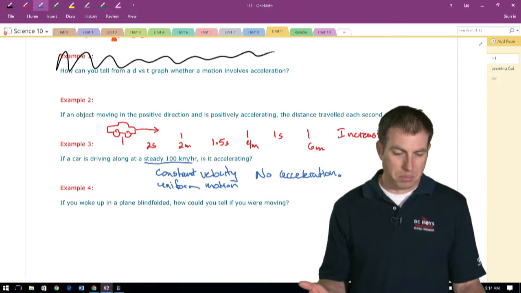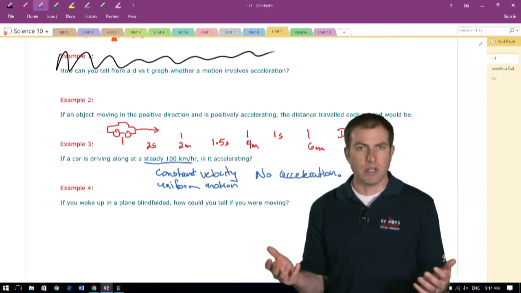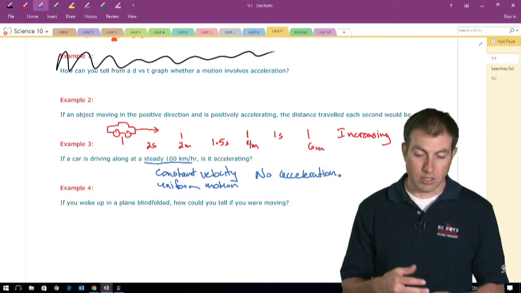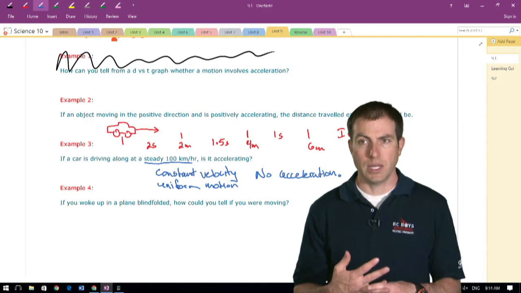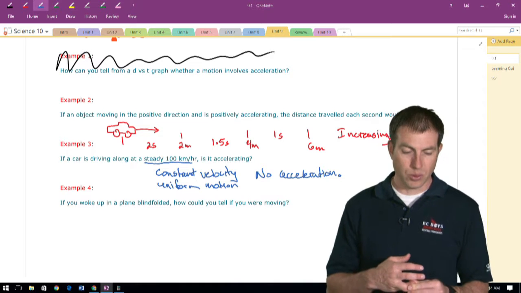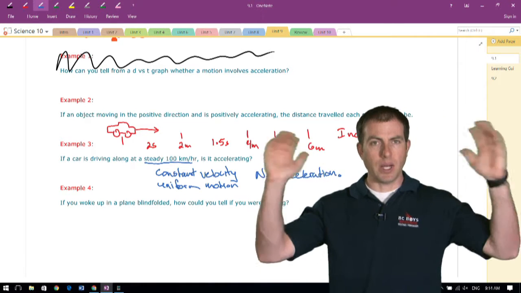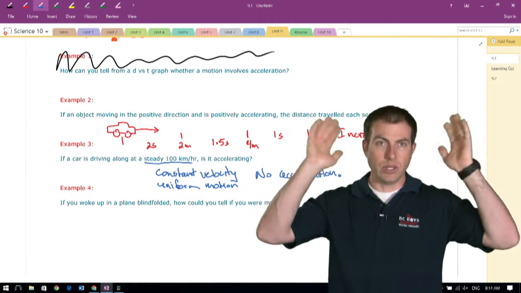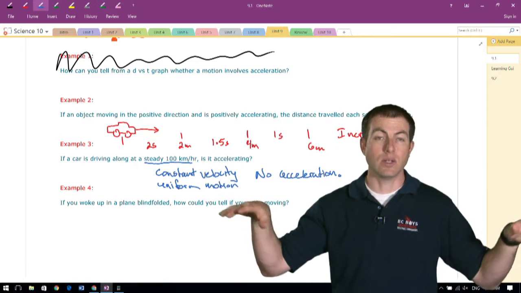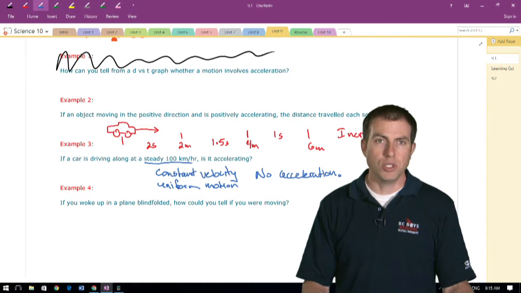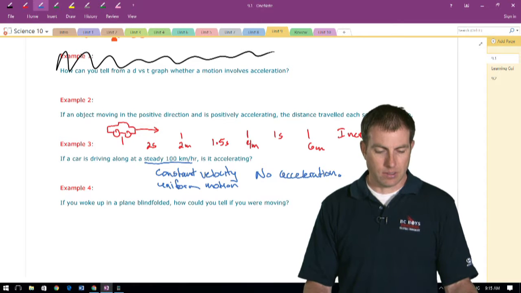Or if you've never been on a plane before, you could have a very similar experience on a car or a bus. If you were inside a bus and the windows were blacked out, so you couldn't see anything outside, would you know if you were moving or not? What do you think?